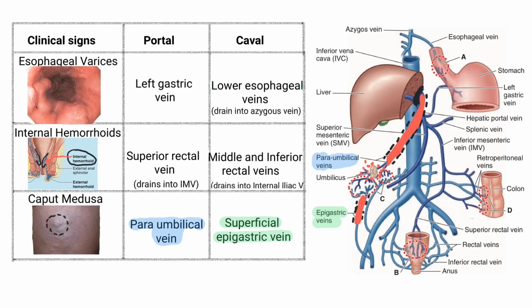You can use this table to understand the key aspects for the portal and the caval anastomosis for each clinical sign.